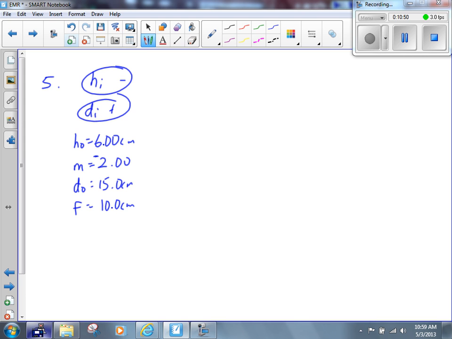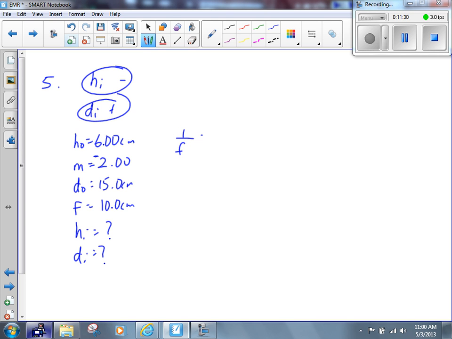Why is it positive? If we get a real image, it has to be a concave or a converging mirror. Think about your ray diagrams. Every time you had a diverging mirror, you got a virtual image formed. We're told that it's a real image. Now, you don't always get a real image with a converging mirror, but you never get a real image with a diverging mirror. So this has got to be a converging mirror. Therefore, the focal point has got to be a positive value. We want to find the image height here, HI. We want to find the image distance, DI. And then we want to find the characteristics, which we'll worry about after we've calculated those values.